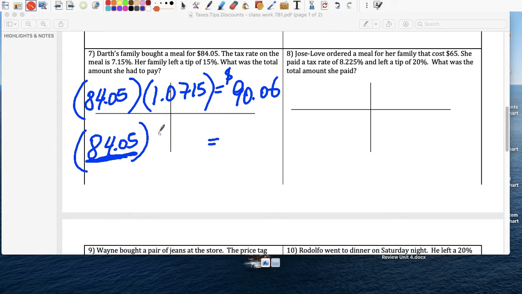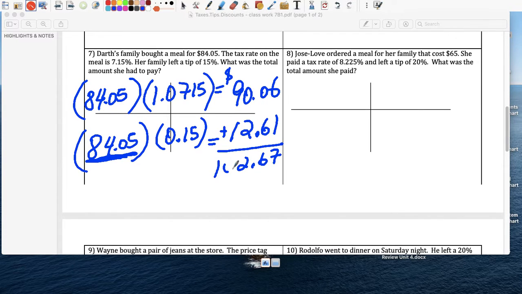I'm going to multiply the 15% that I want to leave times the 84.05. So 84.05 times 0.15 means that the tip I'm going to leave on the table is $12.61 rounded, which gives us $102, and that's what you would leave on the table.